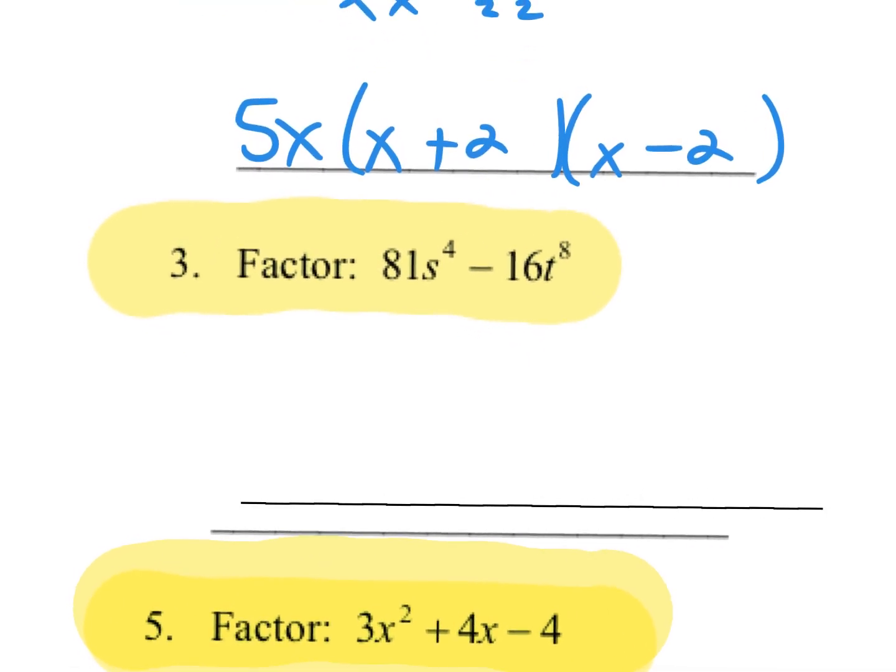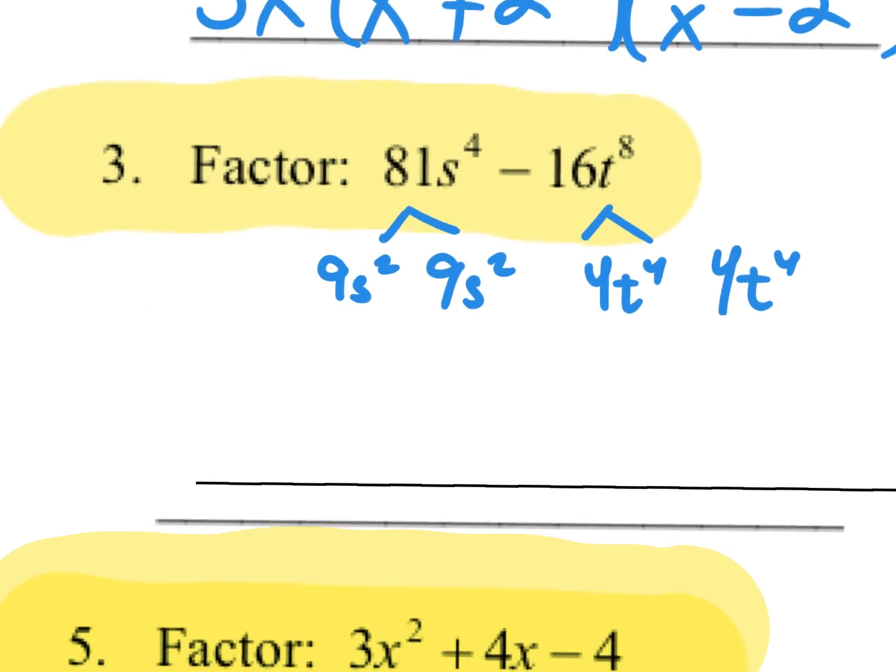All right, first thing we look for. GCF, okay? Is there a GCF? No. So now we say, okay, how many terms are there? 2. Is this difference of squares or sum or difference of cubes? Yes, difference of squares because there's a minus sign in the middle. What times what will give you 81s to the 4th? 9s squared. Good. 9s squared and 9s squared. What times what's going to give you 16t to the 8th? 4t to the 4th and 4t to the 4th.